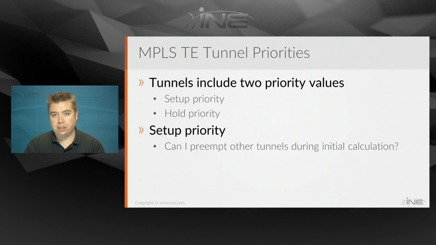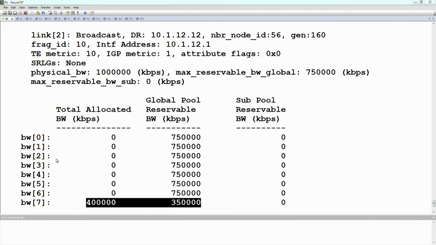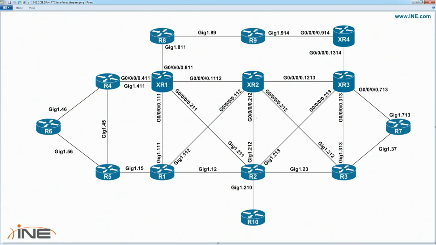Now, once the tunnel is actually up, there's a second priority called the hold priority. This determines whether other tunnels can preempt me once I am already up. So in this example, we reserved 400 megs of the path. Assuming that we had 1 gig available on each of these quote-unquote physical ports, we reserved 400 meg, and the result is that we have 600 left over.